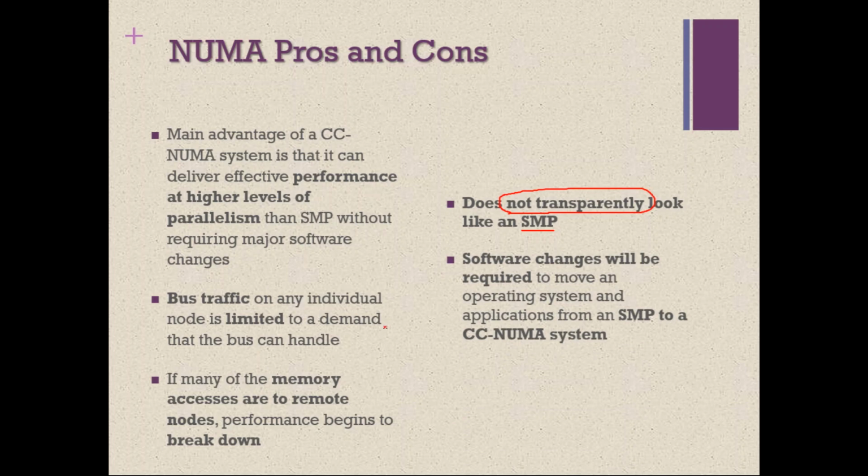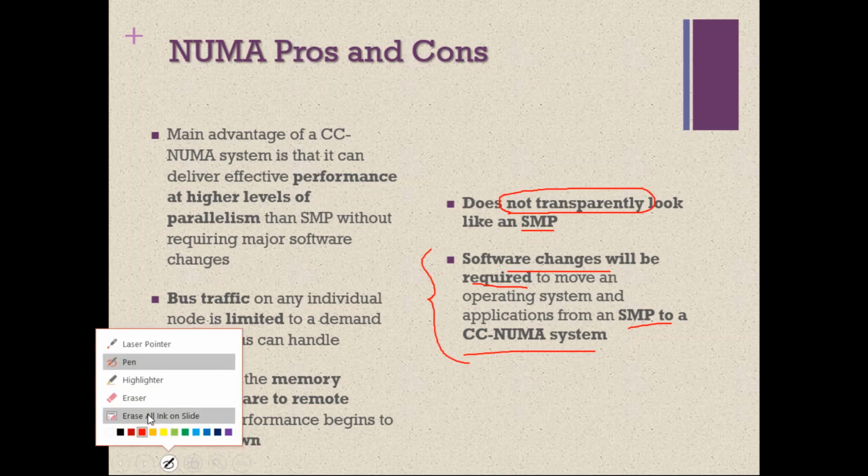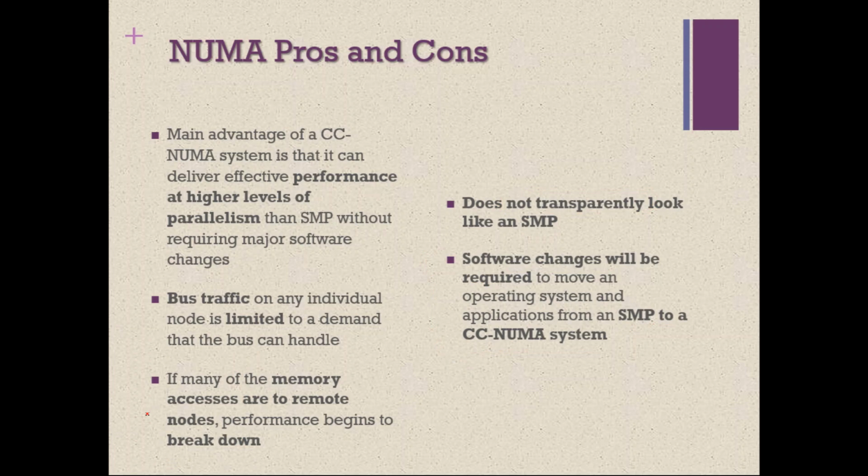Another disadvantage is that if you want to convert an SMP system to a CC NUMA system, then software changes are required. You cannot convert directly, because the way in which NUMA works is different from the way in which SMP works. NUMA requires some degree of transparency, or we'll say hidden. Something should be hidden with respect to the processor. The processor should not be knowing every detail. So that is required in NUMA.